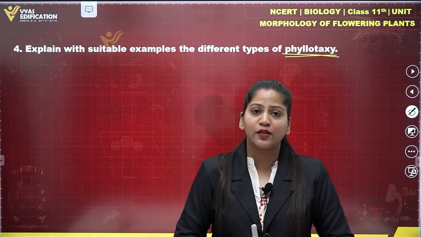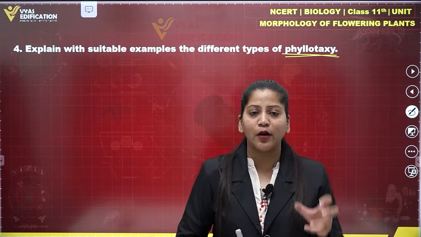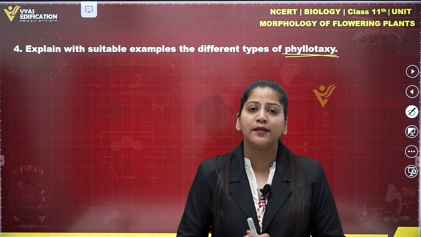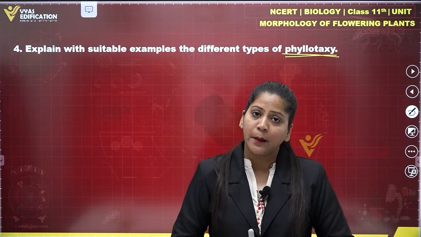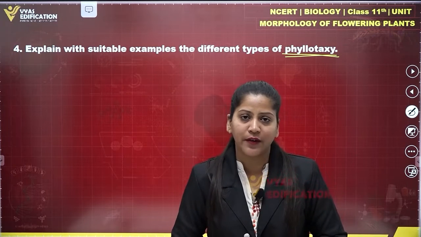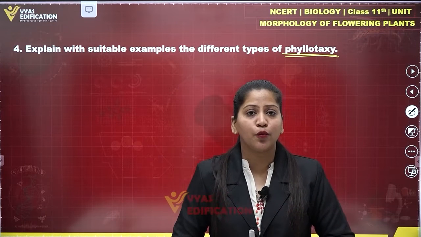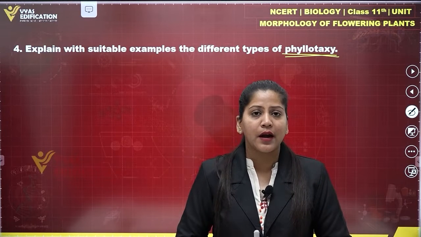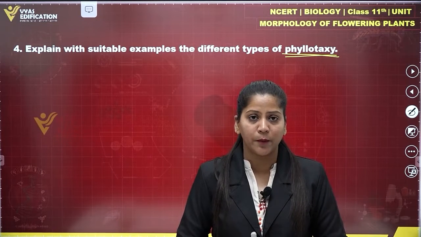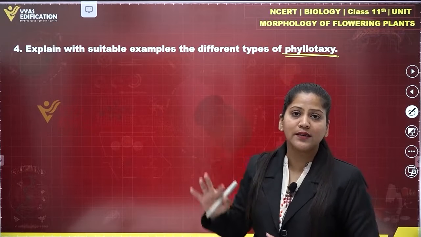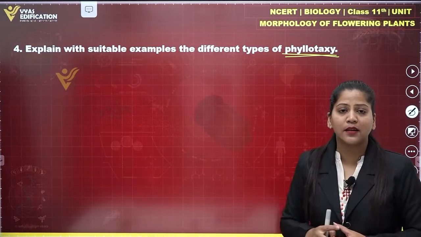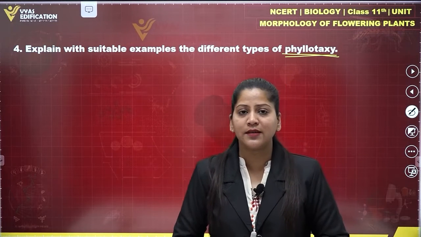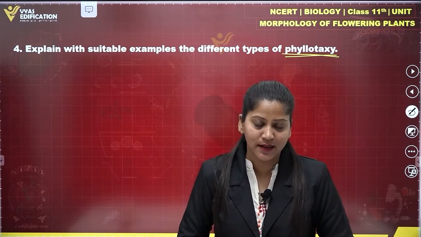Now, the next one is opposite phyllotaxy. In this case, a pair of leaves arises from each node. This pattern is said to be opposite phyllotaxy. The last one we have is whorled phyllotaxy, in which 3 or more leaves arise from each node. We are going to talk about all these in detail by writing the answer on the screen, and also we are going to make diagrams which represent these 3 types of phyllotaxy in plants.